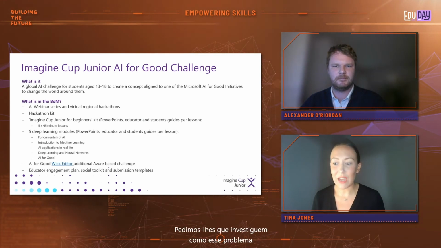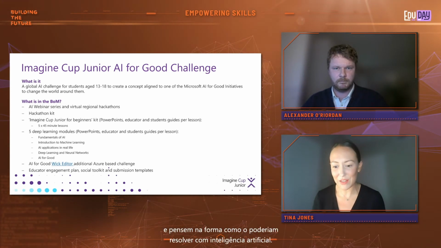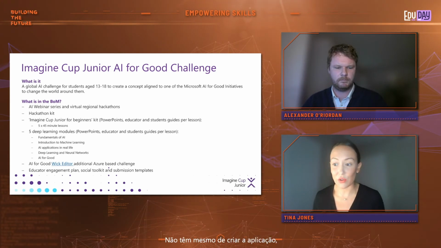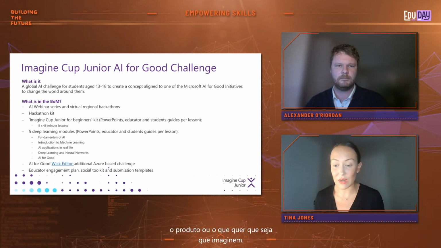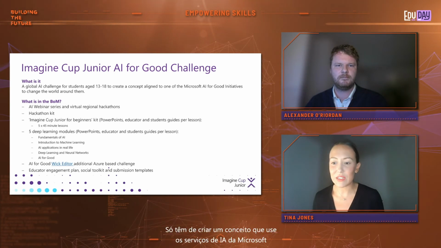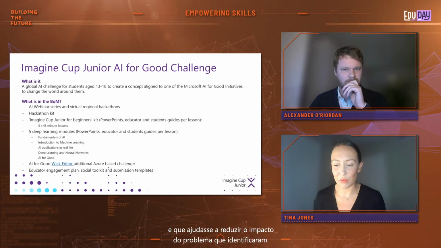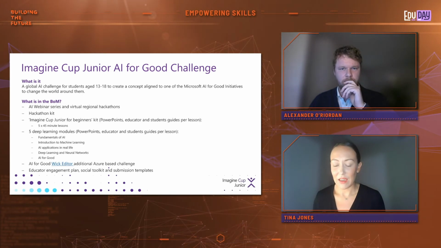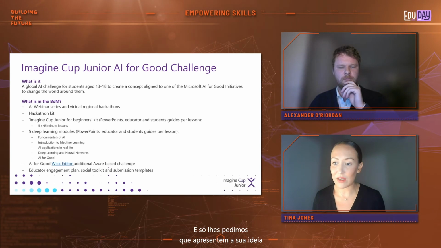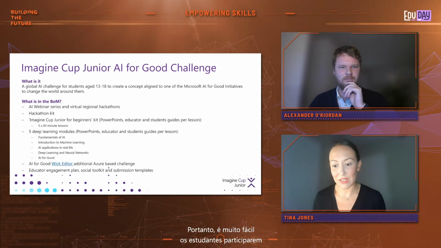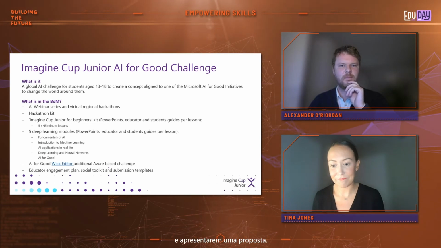We ask them to research how this problem impacts the people in their life and then think about how they could solve it with the power of artificial intelligence. They don't actually need to create the app or product or whatever it is that they're dreaming up. They just need to come up with a concept that would use Microsoft's AI services that would help reduce the impact of the problem that they identified. And all we ask them to do is submit their idea in a 10-slide PowerPoint. So it's super easy for students to take part and submit an entry.